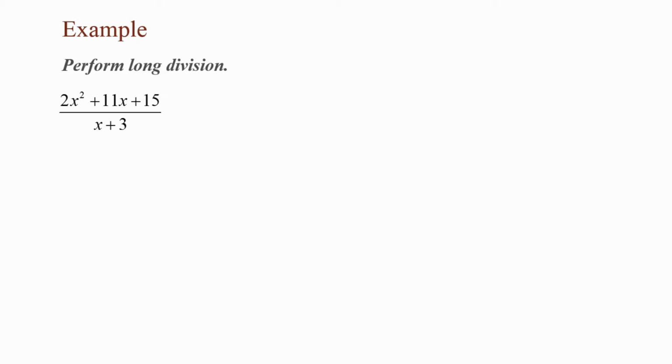So I'm going to start by writing the x plus 3 on the outside of my division symbol and my 2x squared plus 11x plus 15 on the inside. Since x plus 3 is a binomial, I want to consider the first two terms, 2x squared plus 11x. I need to multiply x by something that will give me 2x squared. X times 2x will give me 2x squared. I need to cancel this term completely, and since I'm going to subtract, they have to be exactly the same.